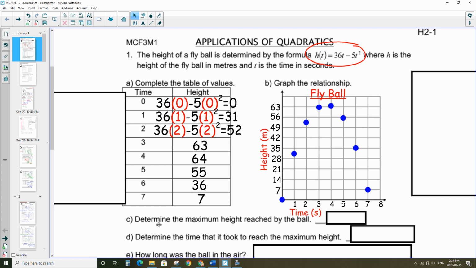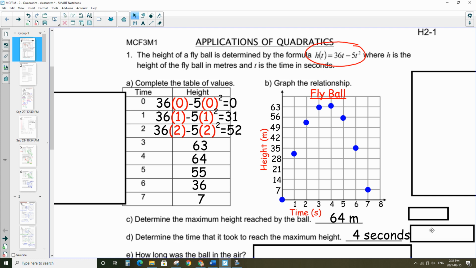Determine the maximum height reached by the ball. So how high does the ball go? What is the maximum height here? It's a little bit hard to see on your graph, but if we go over to our chart, we can see the highest y value is 64. So it's going to be 64 meters. Determine the time it took to reach that maximum height. So how long did it take to get to that 64 meters? And that was 4 seconds.